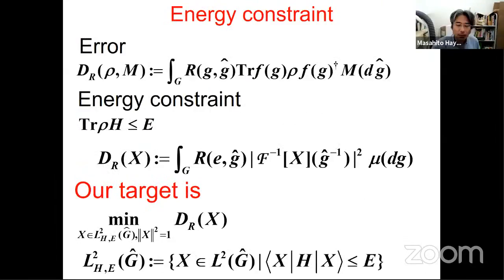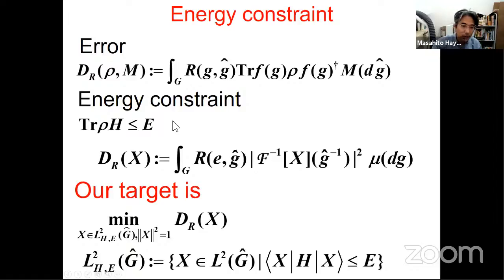So then on the next part, we consider energy constraint on that problem. Our error is described in this way. So then we want to impose energy constraint. Energy constraint means that, for example, energy constraint for the input state. H is Hamiltonian. So we impose the input state should be smaller than E.